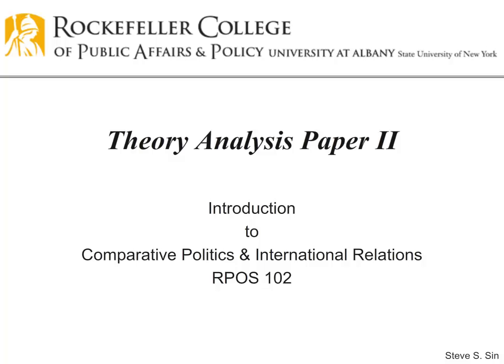Today I'm going to demonstrate for you the components of Theory Analysis Paper 2. As in the Theory Analysis Paper 1 that you have just completed, the goal of this assignment is for you to compare and contrast comparative politics meta-theoretical approaches as applied to a specific observed phenomenon. The structure of this paper is exactly the same as the structure of the first paper, with the only exception being that you are using comparative politics meta-theoretical approaches rather than the international relations meta-theoretical approaches.